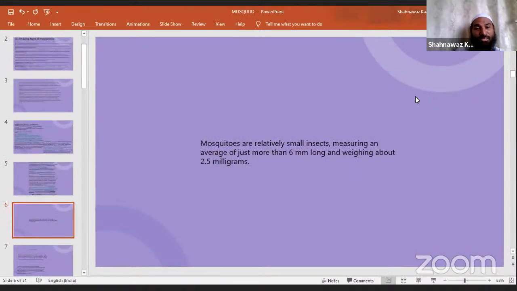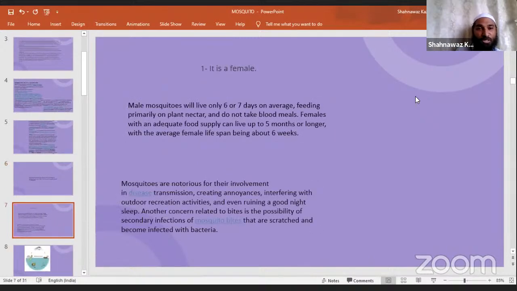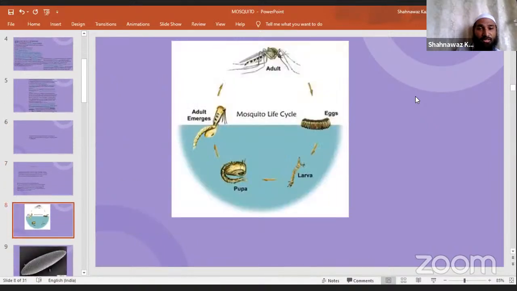So why do we feel it is insignificant? Because it's just 6 millimeter long and weighing just 2.5 milligrams, right? Just this 2.5 milligrams, we'll see what phenomenal things it has got. So the female part we saw is the one responsible for the bites and the things. This is a simple life cycle of how an adult female would suck blood and then lay eggs in an array, and then each thing becomes a larva and a pupa, and then comes out as a mosquito again.